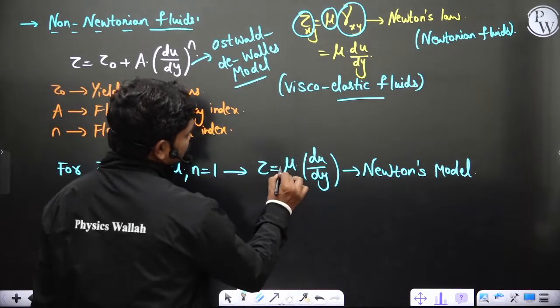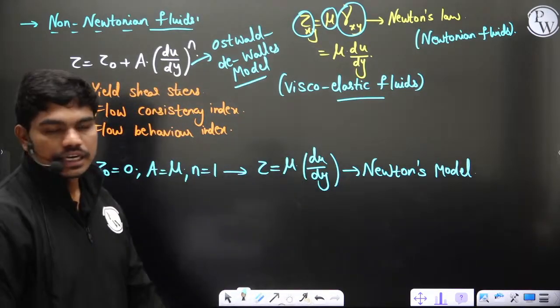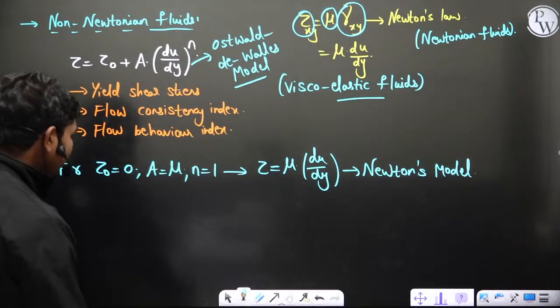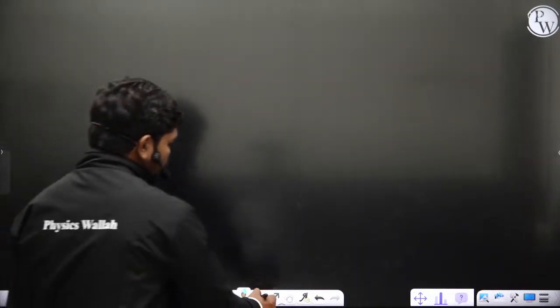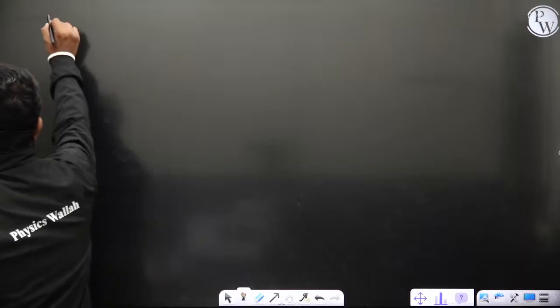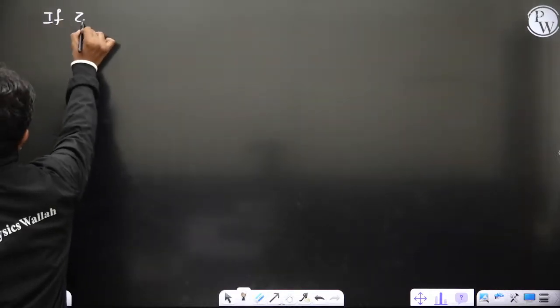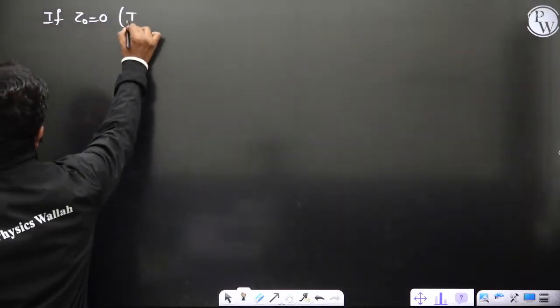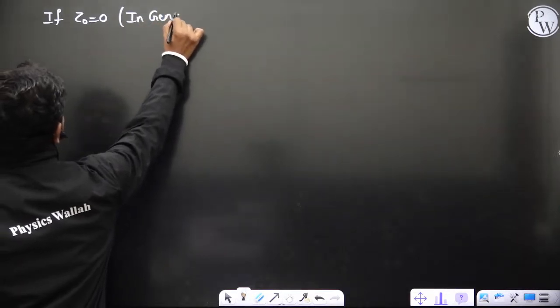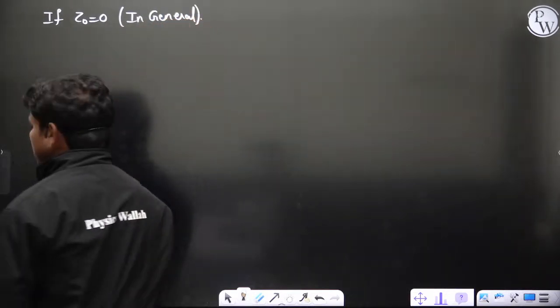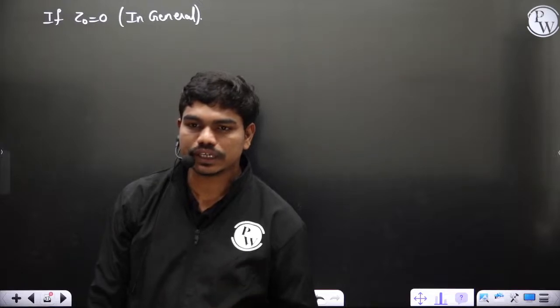So see here, this is tau is equal to mu into du by dy, which is like Newton's model. Now clearly you can understand one thing. If tau naught is equal to 0 for the majority of fluids, like we take in general, because generally water, air or kerosene, gasoline, all these fluids generally have tau naught equal to 0, obviously.